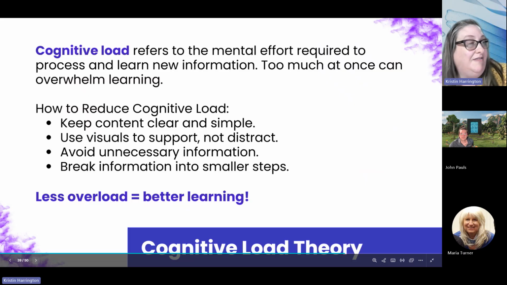So how do we reduce cognitive load? Again, keep content simple and clear. Use visuals that support, not distract. No fireworks, unfortunately. And avoid unnecessary information, and break information into smaller steps. Those last two we're going to talk about more in the next webinar next month, because I'm going to really talk a lot more about instructional strategies for breaking content down and making it simpler. And that applies to students, but also some of the parents of your students as well. We're going to talk about a little bit. And the bottom line is just that less overload equals better learning.